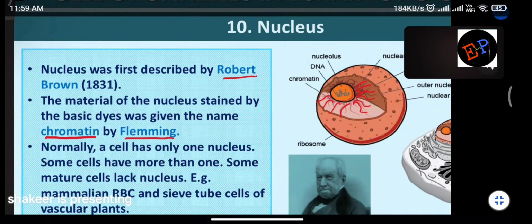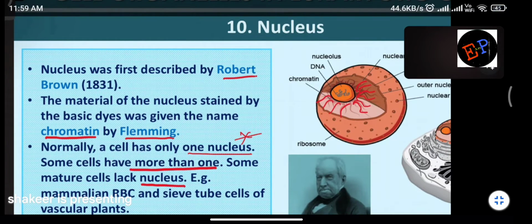So normally a cell has only one nucleus. Okay, ma? Some cells have more than one nucleus also. This is one important bit. So most of the cells have only a single nucleus, ma? But in some cases you can find more than one nucleus also. Some mature cells lack a nucleus. It means after cells get matured, in some cells the nucleus may be absent also.